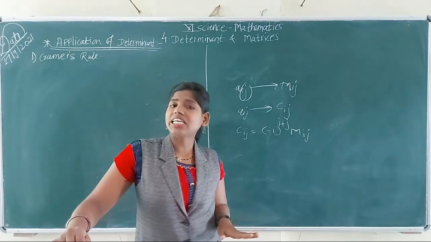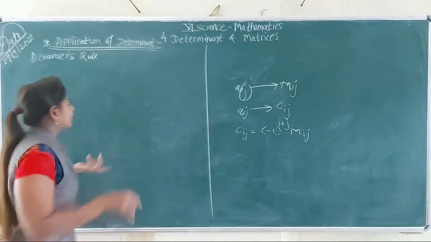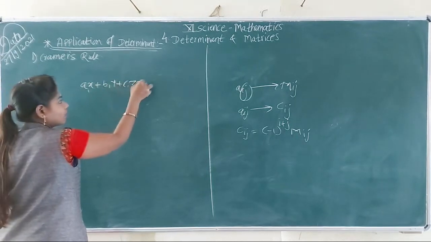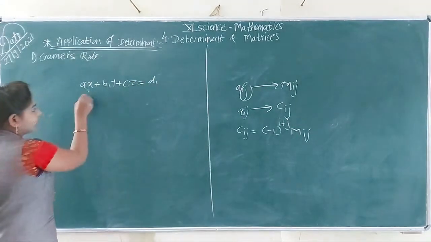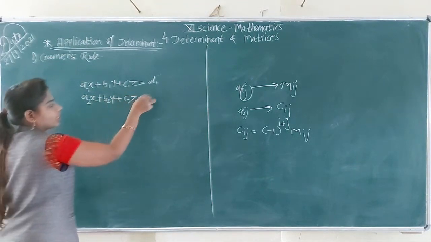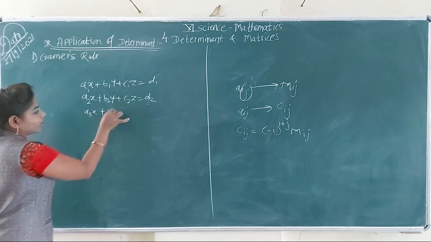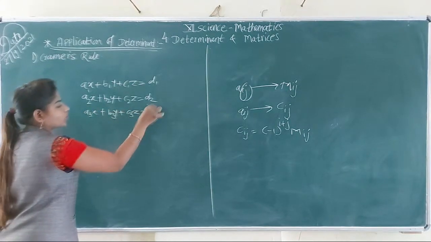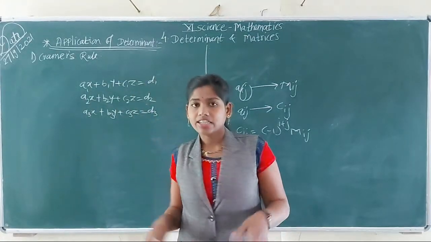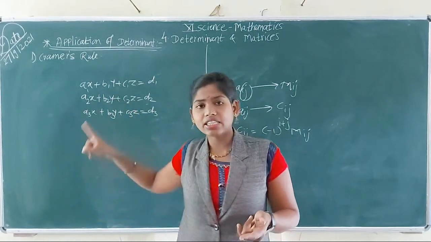If there are 3 linear equations of 3 variables, that is a1x + b1y + c1z = d1, the second linear equation is a2x + b2y + c2z = d2, and the third linear equation is a3x + b3y + c3z = d3, then we have to find the values of x, y and z. These are the unknown variables, that is x, y, z.